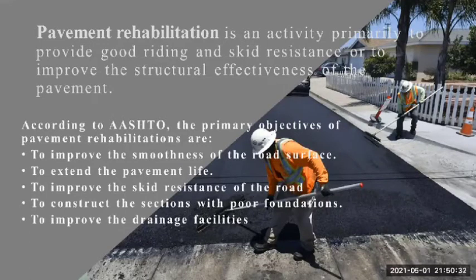Pavement rehabilitation is an activity primarily to provide good riding and skid resistance or to improve the structural effectiveness of the pavement. According to AASHTO, the primary objectives of pavement rehabilitation are to improve the smoothness of the road surface, to extend the pavement life, to improve the skid resistance of the road, to reconstruct sections with poor foundations, and to improve the drainage facilities.